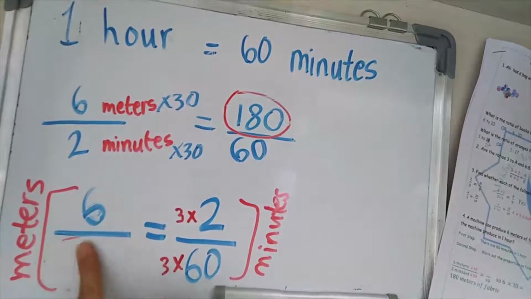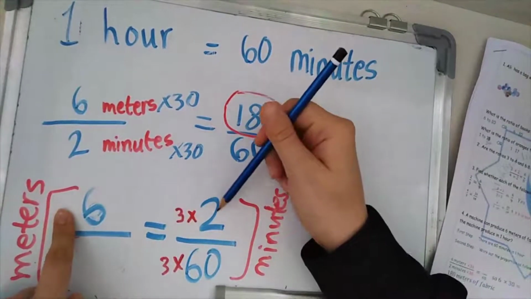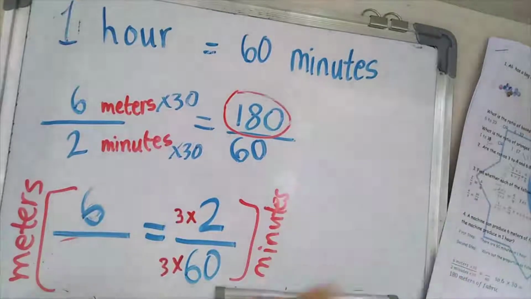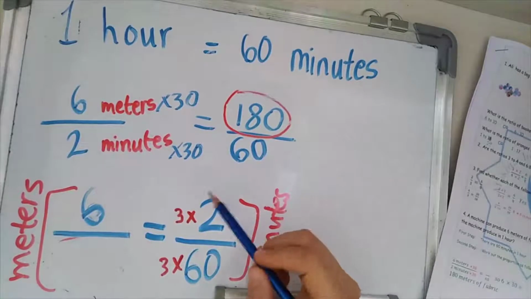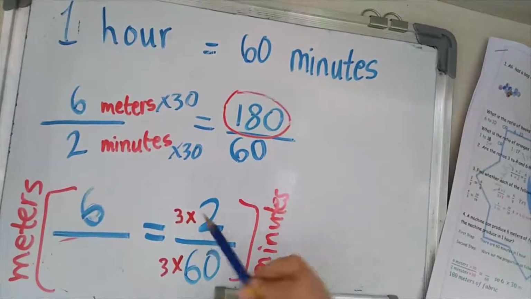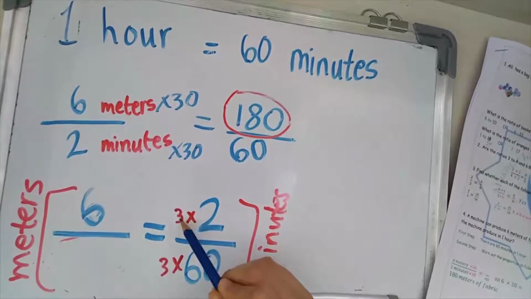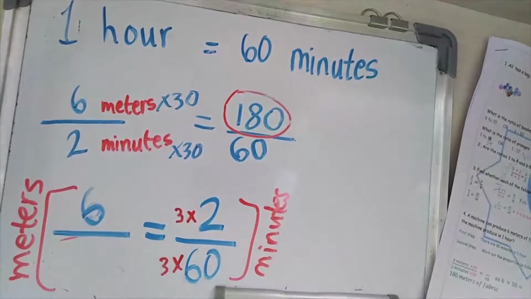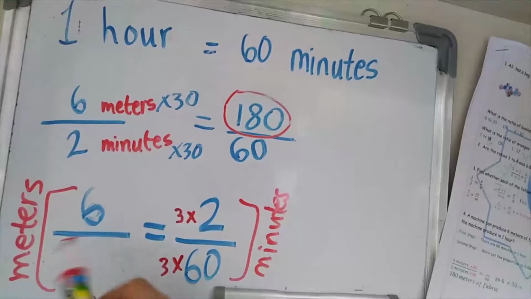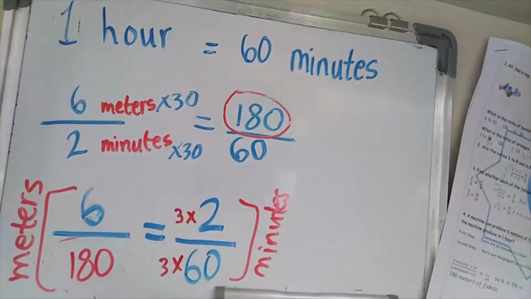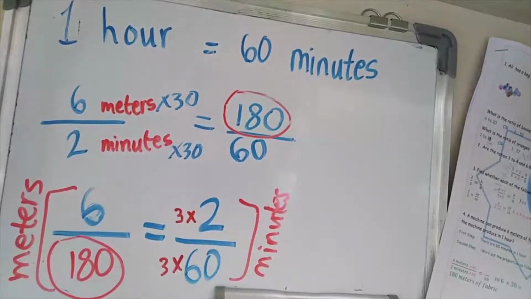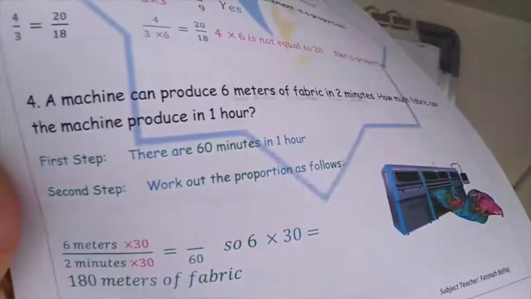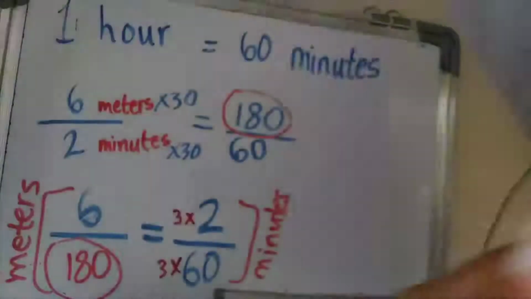I've got 6 meters over here in 2 minutes, and let's just pretend that I don't know the meters that were produced in 60 minutes. All right, when I look at the 2 and what made 2 turn into 6, I simply find that when multiplying by 3, I get 6. So multiply by 3 down there, you'll get 180, because 3 times 0 is 0, 3 times 6 is 18. Now the number I'm looking for is 180. So as an answer to this question, I will simply say 180 meters of fabric.